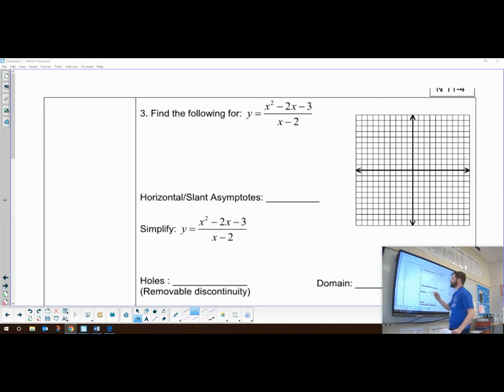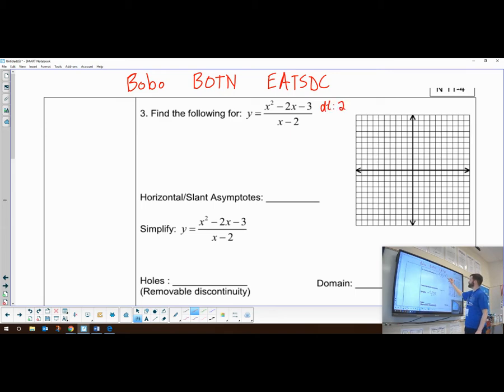So first, remember what we're looking for. We're looking to see if this graph is going to be a BOBO graph, a BOTN graph, or an EATS DC graph. So for this one, the degree of the top is 2 and the degree of the bottom is 1. So this one is a BOTN graph. So remember what that means. That means bigger on top, no horizontal asymptote. So we're not going to have a horizontal asymptote. But what that might mean is that we're going to have a slant asymptote.